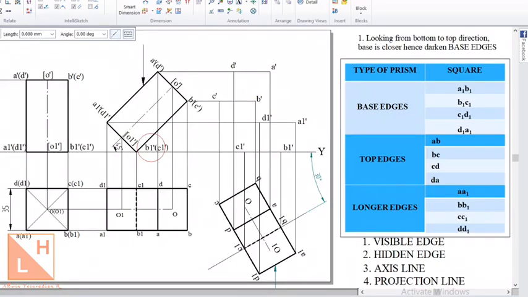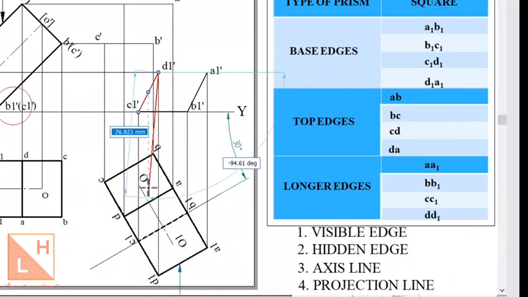So we'll darken this with the help of a thick line from A1 to B1, B1 to C1, C1 to D1. Identify the points correctly, because above D1 you'll find D1. You need to identify it by looking at the projection line from where it is emerging. While you're doing it manually, you can just highlight those points with the help of a dark dot or a cross mark. Okay, so that completes the base.